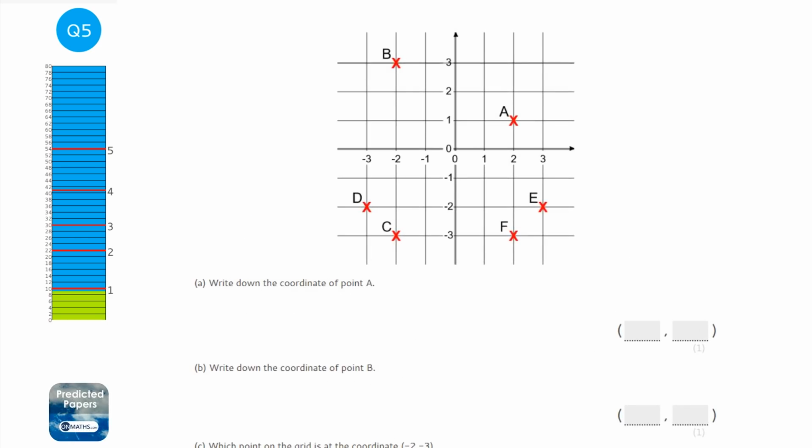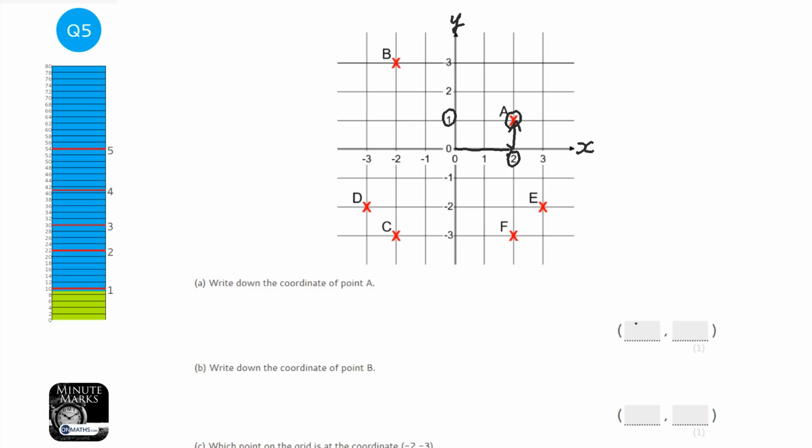Okay, so this question's about coordinates, and the biggest mistake with coordinates is getting them the wrong way around. So point A, which is this one here, it's either going to be 2, 1 or 1, 2. And the way of remembering it is you always go across first and then up. You go along the corridor, up the stairs. Okay, so you always read off the x-axis and then the y-axis.